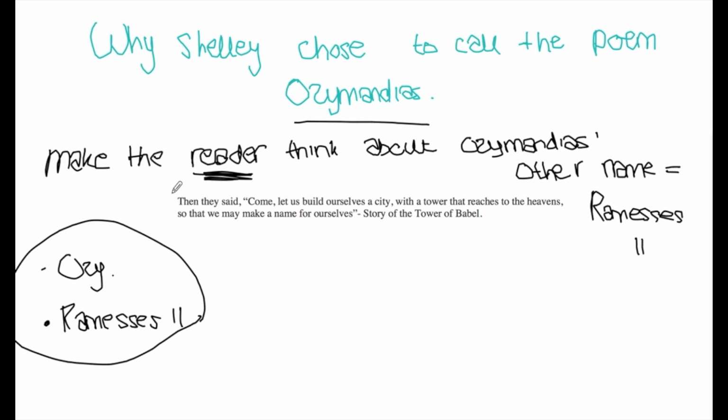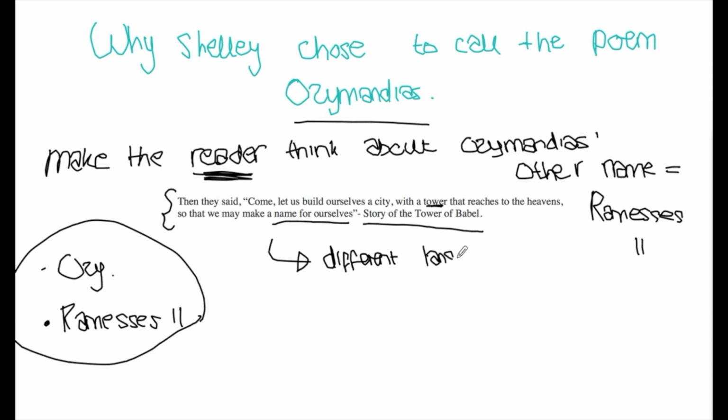The importance of this goes back to the Bible, and it's known as the story of the Tower of Babel. Essentially, this story, long story short, is that a bunch of people decided to make a tower which reached heaven so that they could all make a name for themselves. This didn't really work out. God found out and decided to destroy the tower, scatter everyone, and create different languages. So it was from the Tower of Babel that different languages were created.